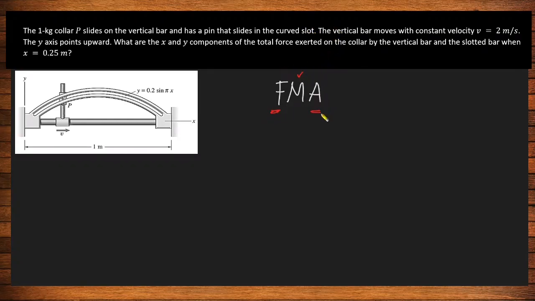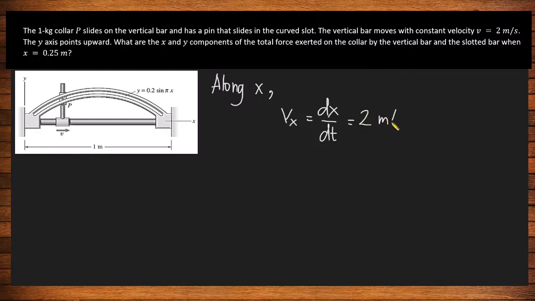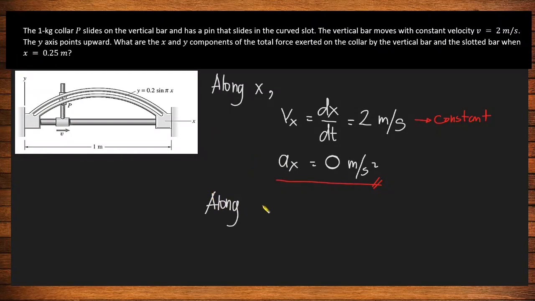acceleration natin. So, along the x direction, we have the velocity of our vertical bar. So given yan, gumagalaw daw siya horizontally with a velocity of 2 meters per second. So since this is a constant, ibig sabihin, yung acceleration natin, which is the derivative of this with respect to time, will be equal to 0. So acceleration along x, that is equal to 0 meters per second squared. So along the y direction naman, yung gagamitin natin is yung given na equation ng path natin.